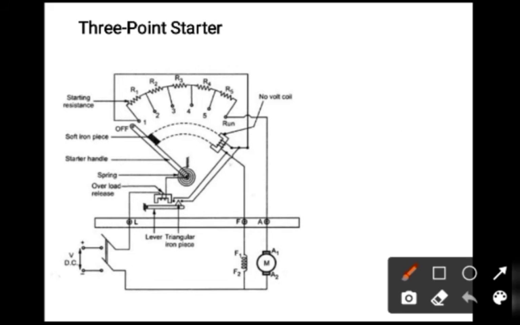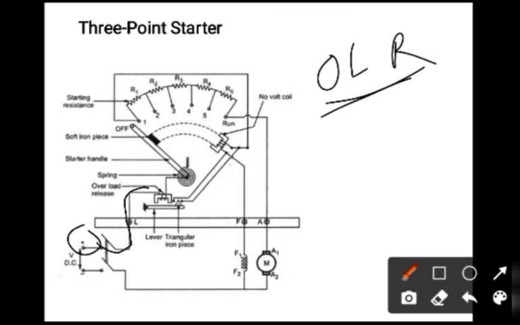Now we will see the function of the overload release coil, also called the OLR. Suppose due to a fault the magnitude of current is higher, and it flows through the positive terminal of the DC supply, the L terminal, and then comes to the overload release coil. Due to the overcurrent, this triangular iron piece and lever are attracted in the upward direction to this point.